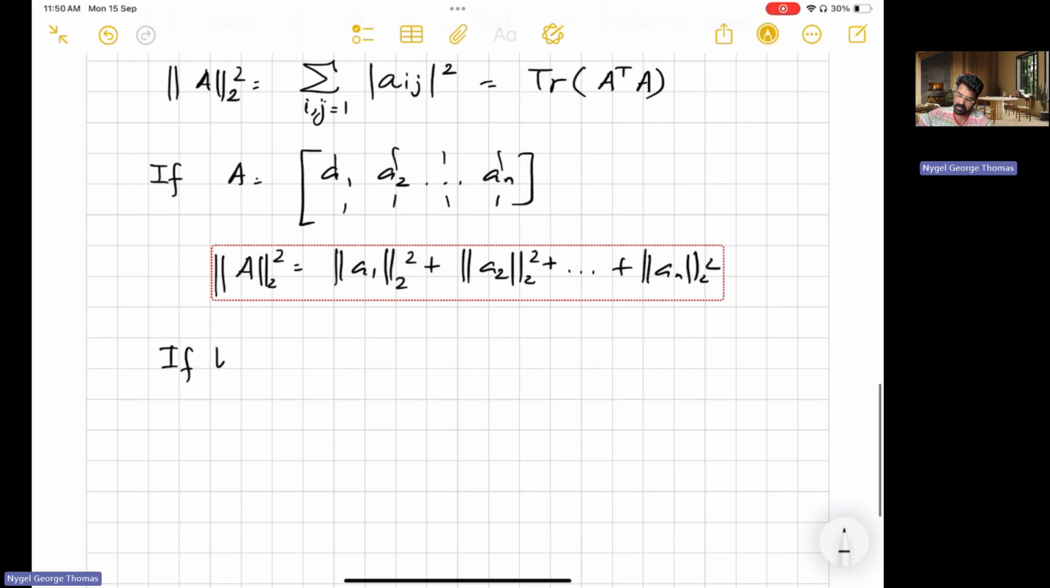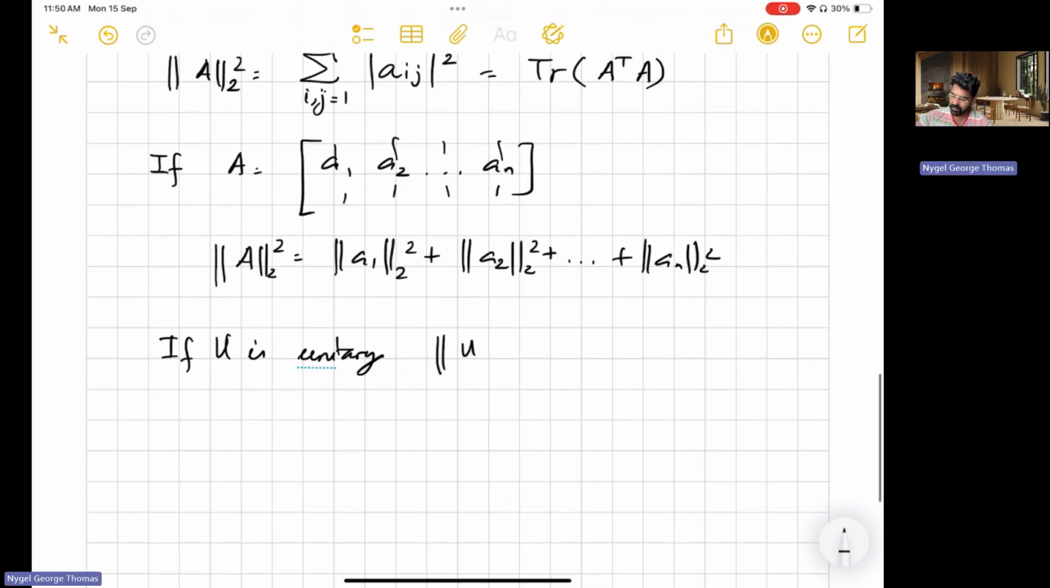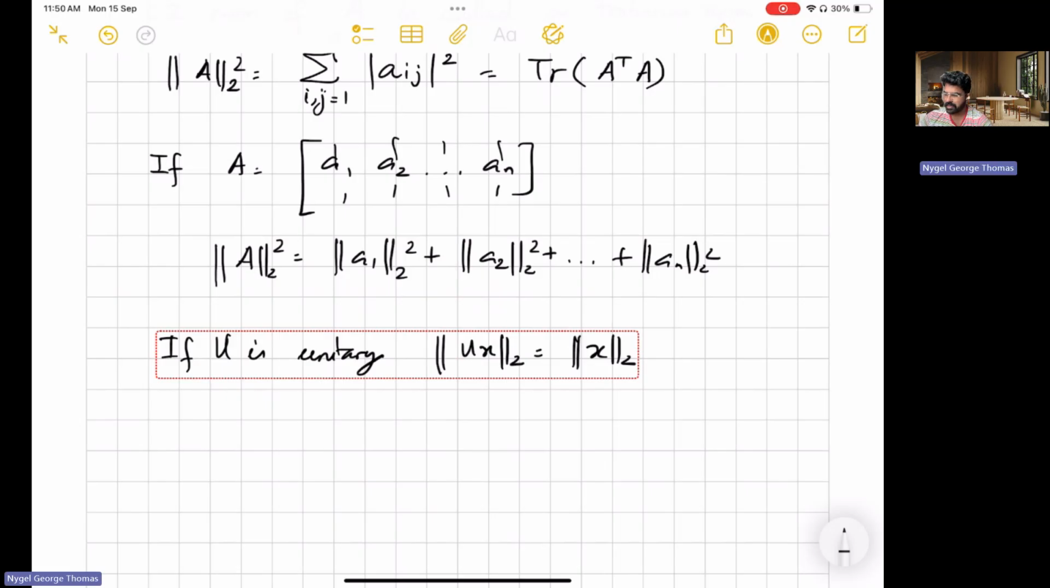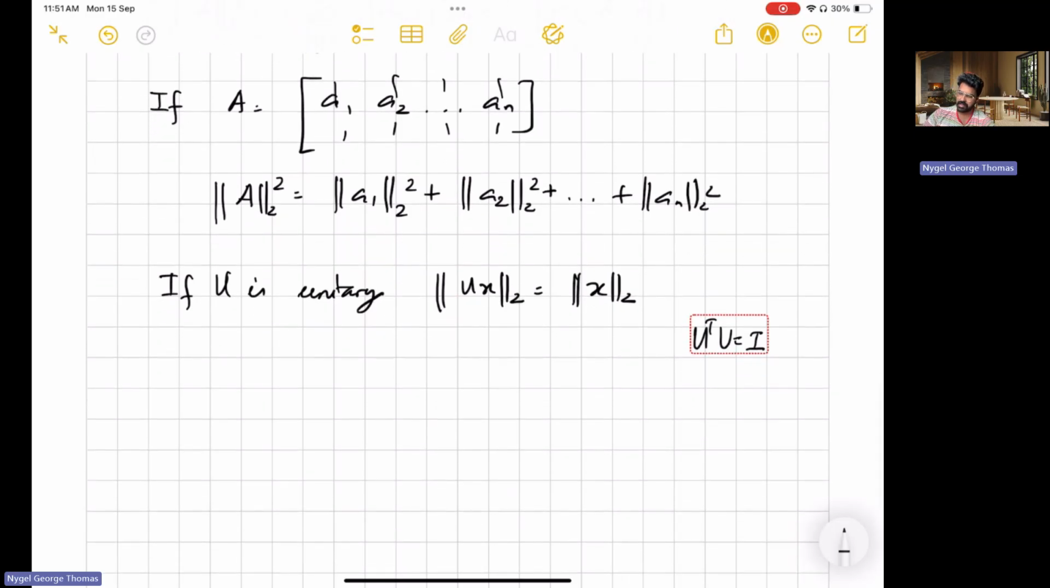And if U is unitary, you've already seen that the norm of UX is the same as the norm of X. Already seen this because we have the dot product definition, and from the dot product definition, it will be X transpose X, which will be UX whole transpose into UX, but U transpose U is equal to I. With this property, the L2 norm of UX will be the same as the L2 norm of X. So for this, it's valid.